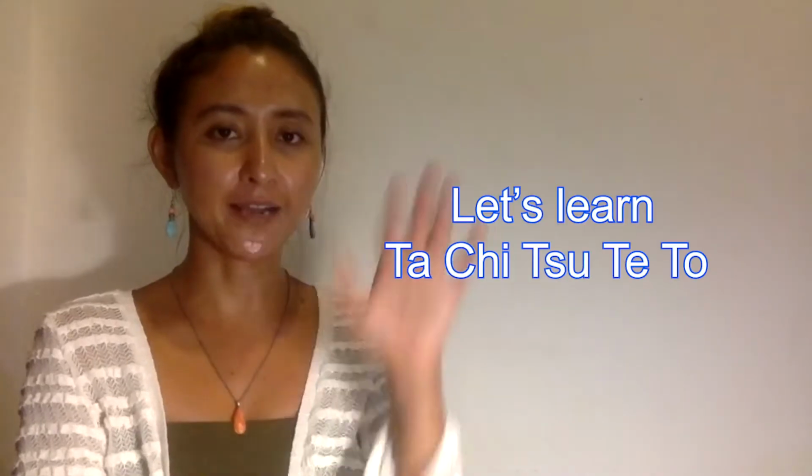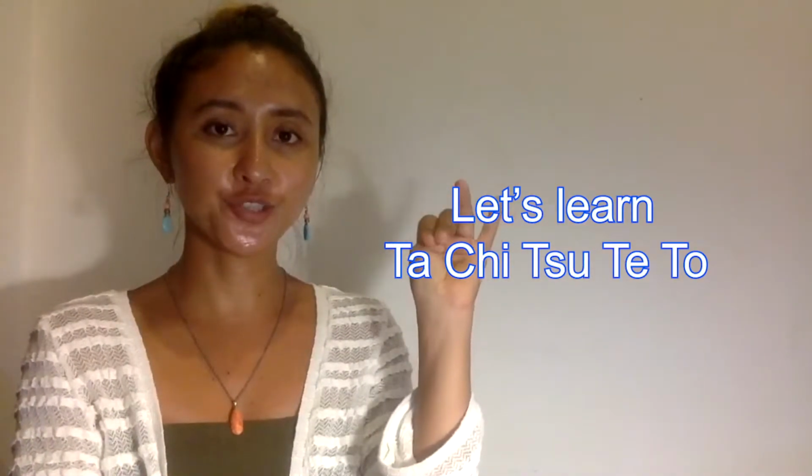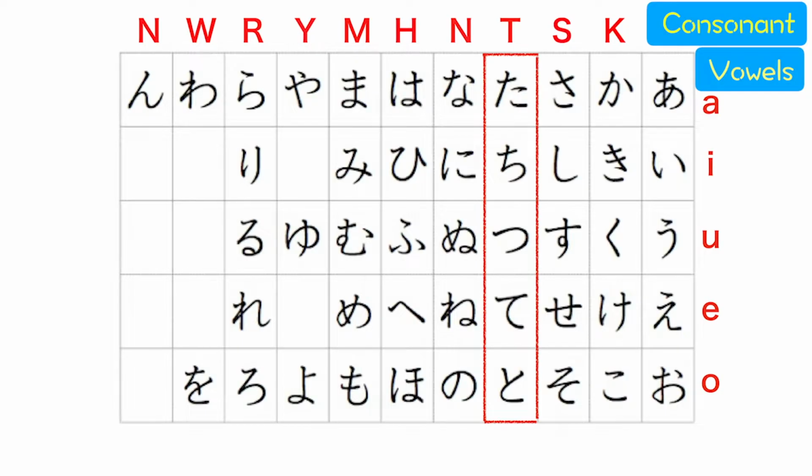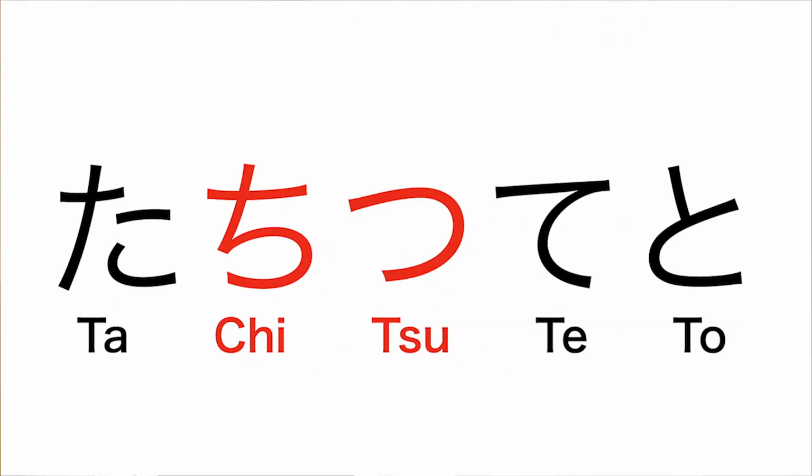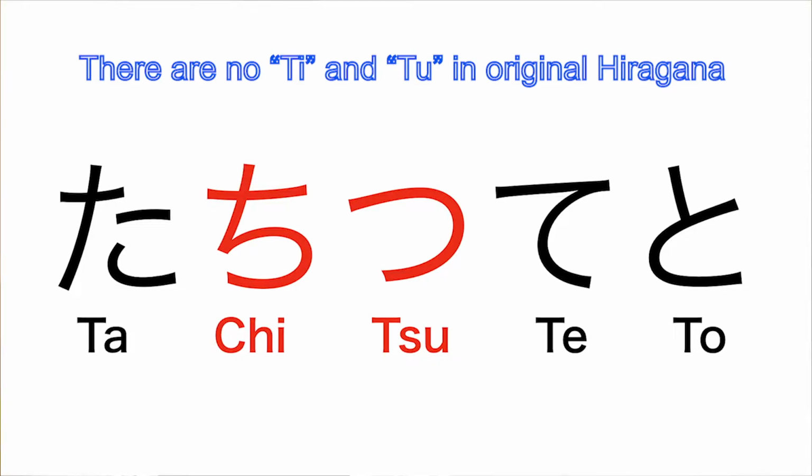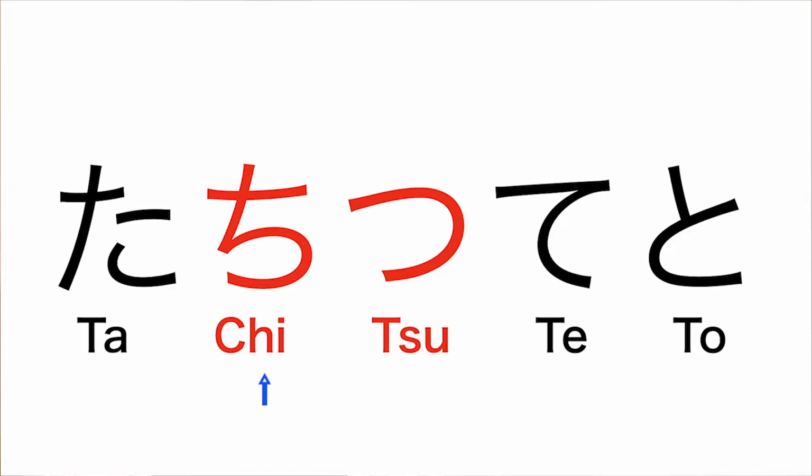You are going to learn the 5 letters Ta, Chi, Tsu, Te, To. The letter's consonant is T sound, so you add the 5 vowels A, I, U, E, O after T. However, we don't have a Ti sound and a Tu sound, so instead of Ti, we have a Chi, and instead of Tu, we have a Tsu. So it's gonna be Ta, Chi, Tsu, Te, To.